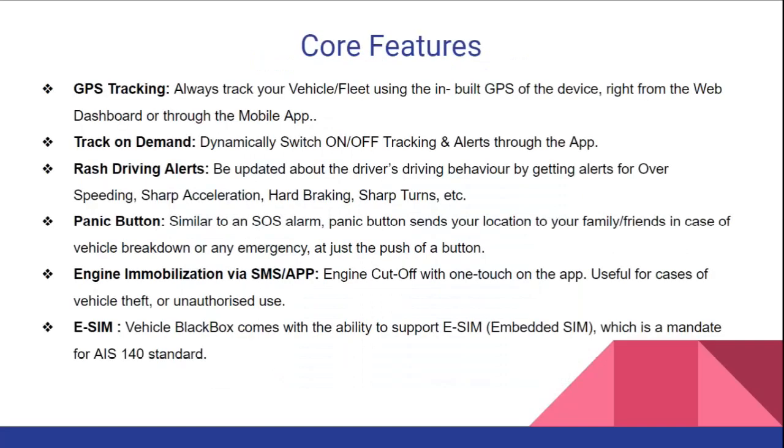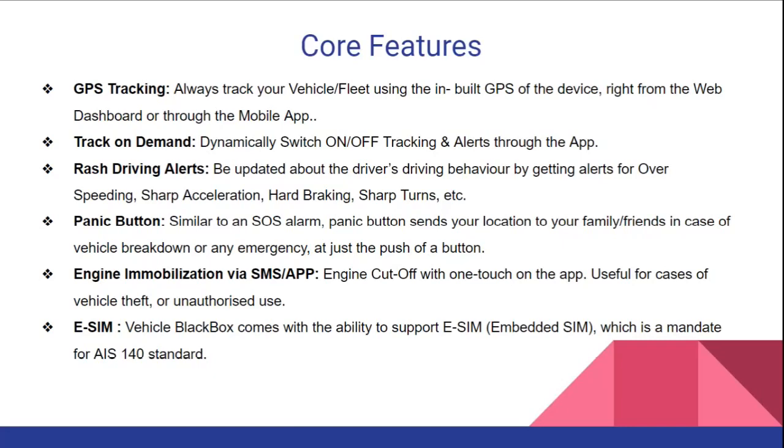Next, let's talk about the core features. Firstly, it includes GPS tracking. That is, it always tracks your vehicle or fleet using the inbuilt GPS of the device right from the web dashboard or through the mobile app. Next, it includes track on demand, which is dynamically switching tracking on and off, and it alerts through the app. It also gives a notification about rash driving alerts.